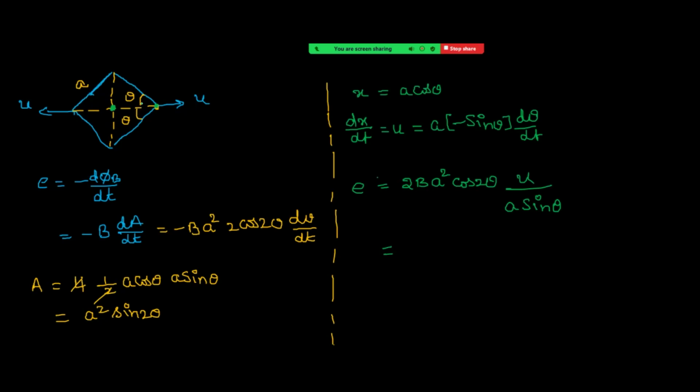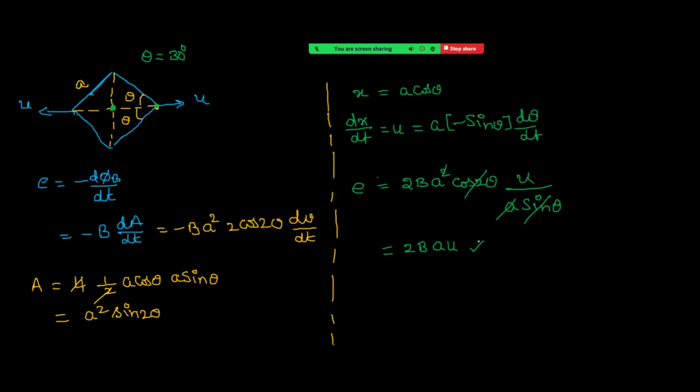Now in this, given at the instant the angle becomes 60 at these corners, that means theta equal to 30, right? Theta equal to 30, so 2 theta is 60. So cos 60 is 1 by 2, sin 30 is 1 by 2. So these two cancelled. A square and this a, remaining is now 2BAu. That is the EMF induced.